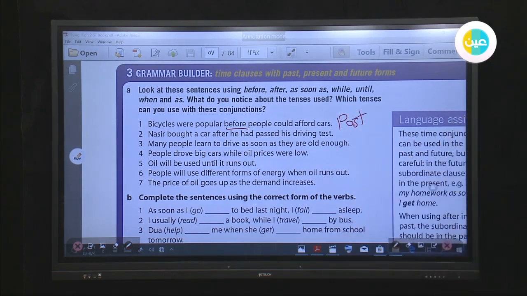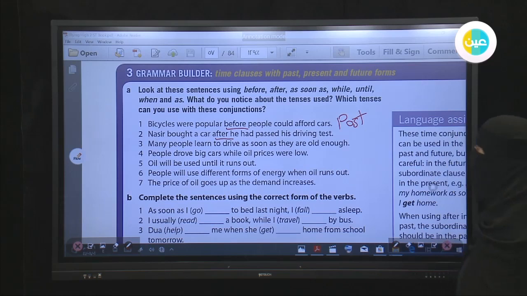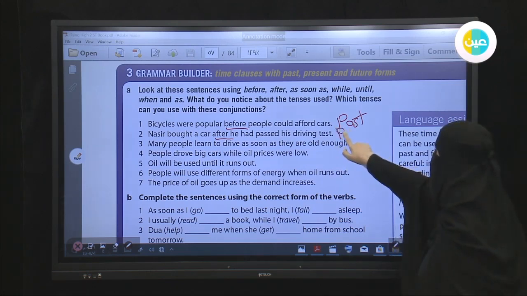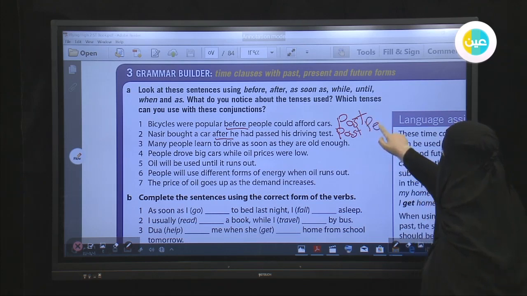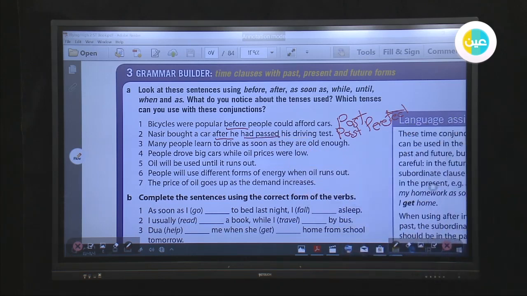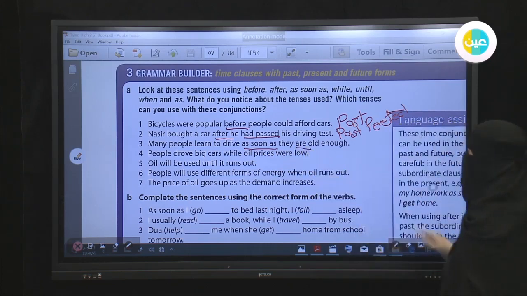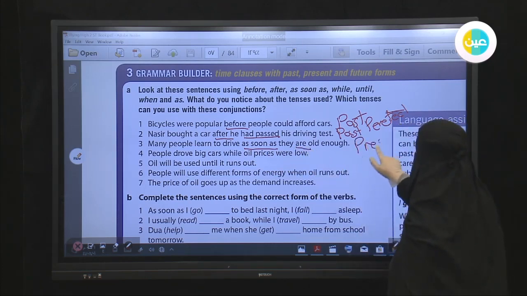Okay. Number two, Nasser bought a car after he had passed his driving test. After, here is our word. What is the tense here? He had passed. So it is past perfect. Here, had passed. Three, many people learn to drive as soon as they are old enough. As soon as. What is the tense here? Yes, it's present simple.